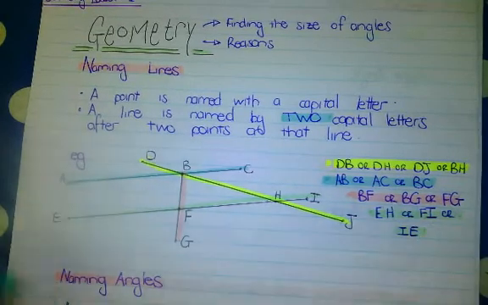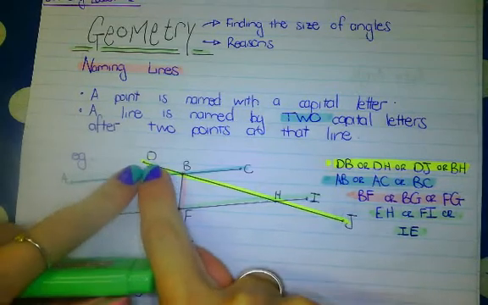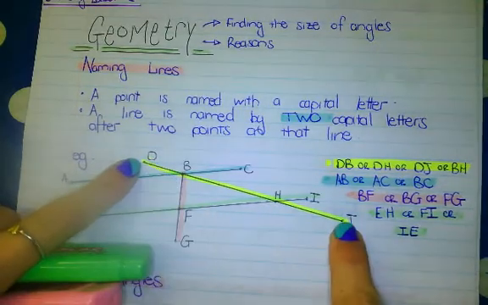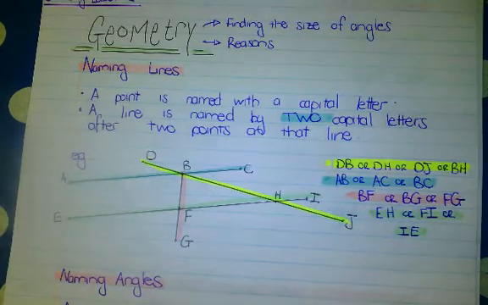It's very unlikely in a test or an exam that you will be asked to name a line. It's much more likely that they will refer you to a line, so they'll say, look at line DJ, and then they'll ask you questions about it. And then you need to know what line are they talking about. They're talking about the line that has the points D and J on it. That would be the yellow one. Okay. So once you know how to name lines, you also need to know how to name angles.